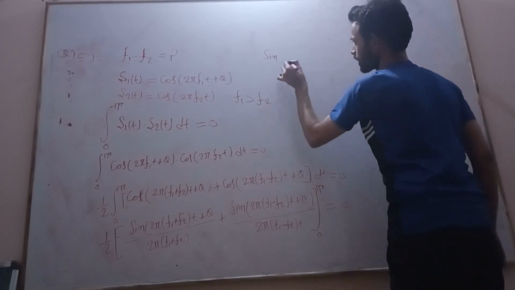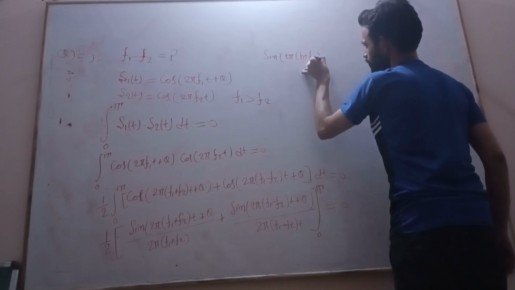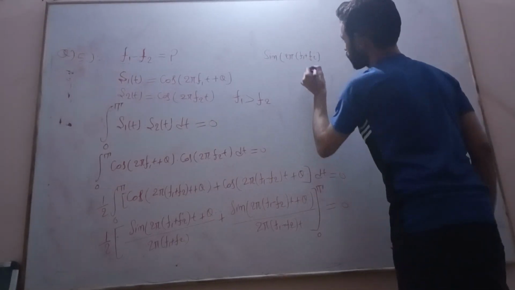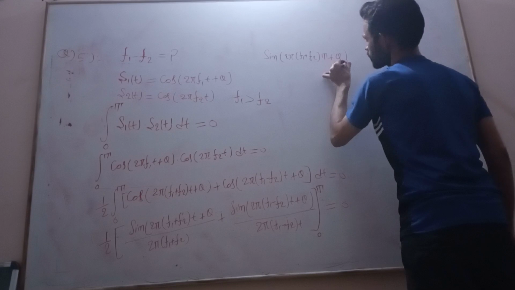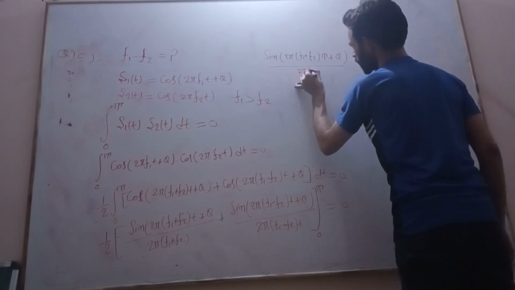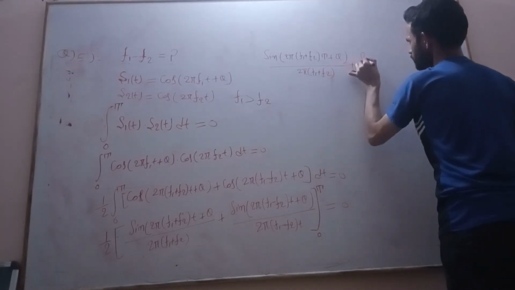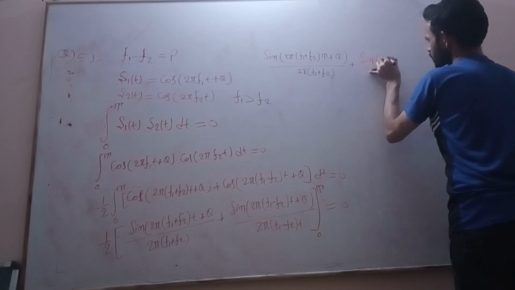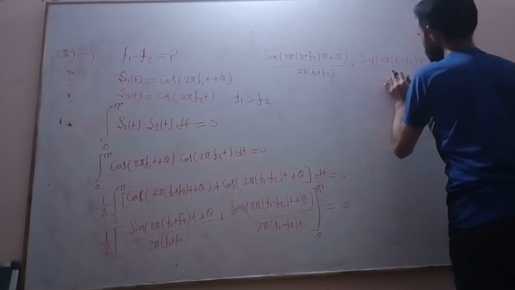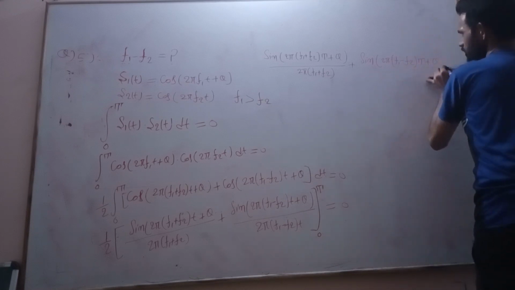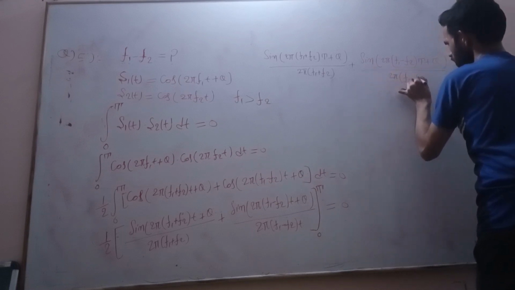So this is upper limit, sine 2 pi (f1 plus f2) t plus theta, divided by 2 pi (f1 plus f2), plus sine 2 pi (f1 minus f2) into capital T plus theta, divided by 2 pi (f1 minus f2).